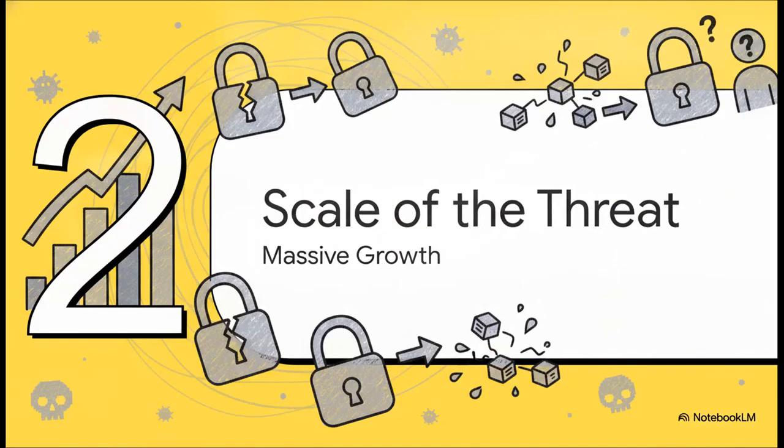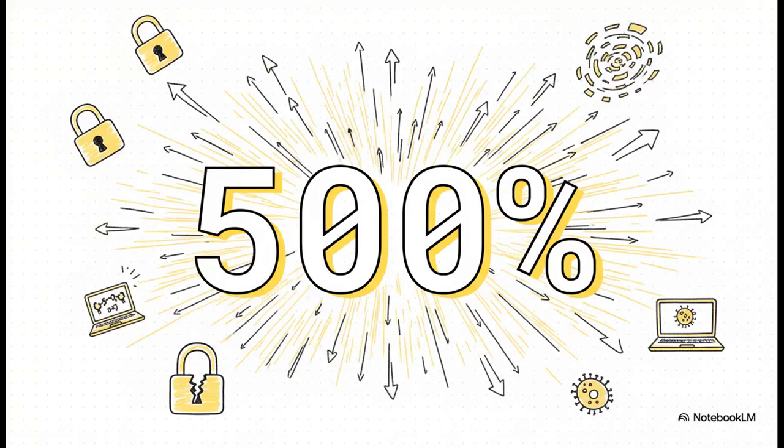Moving right along to Section 2, the scale of the threat. So just how big is this underground economy? Well, brace yourselves, because the recent data is genuinely wild. Consider this massive number, 500%. According to FortiGuard Labs, during 2024 alone, the volume of logs harvested from systems compromised by infostealer malware shot up by 500%. The scale of this underground credential economy has just completely exploded, and it's being driven by malware that is terrifyingly efficient at vacuuming up data from infected devices.